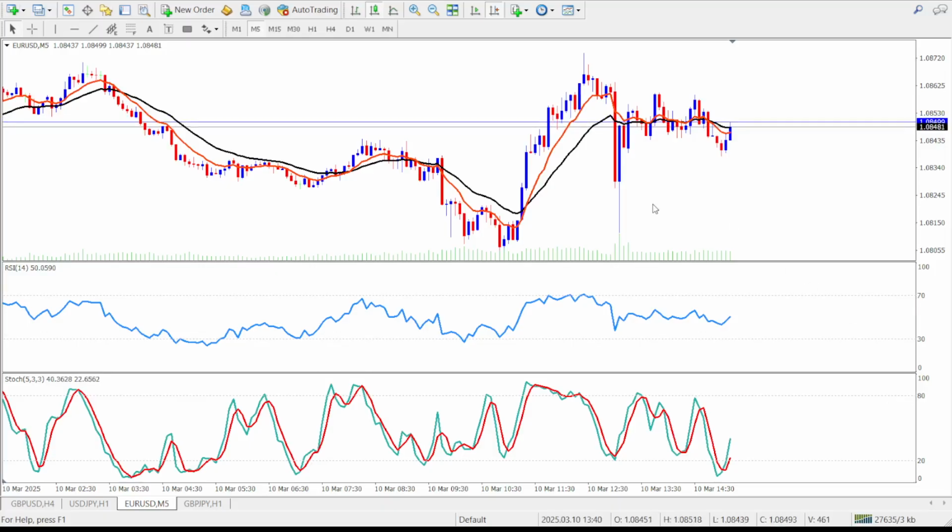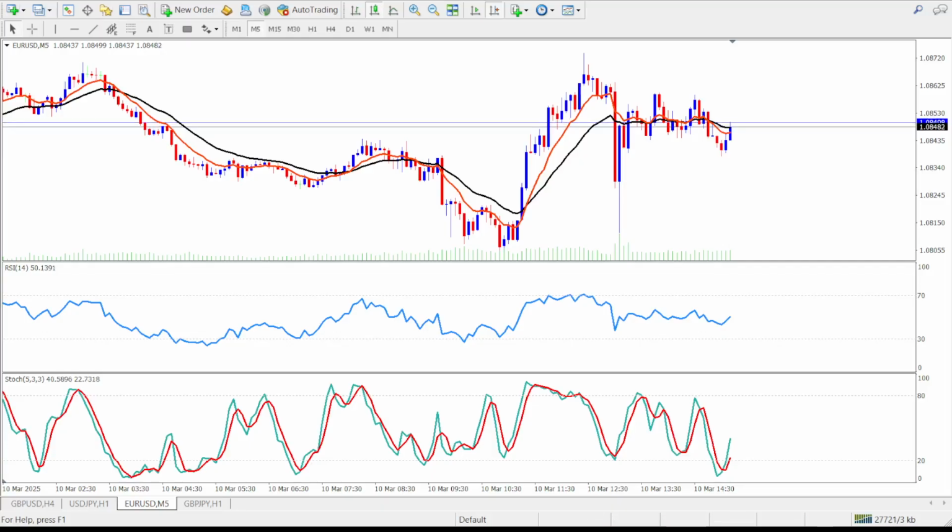Ensure that you always combine your indicators for confirmation. Don't rely on just one indicator. For example, if the RSI is signaling an overbought market, but your moving average is showing an uptrend, you might want to wait for a clearer signal before entering. And then you can look for divergence as well. Divergence between price action and indicators like the RSI or stochastic oscillator can be a powerful signal for a potential reversal.